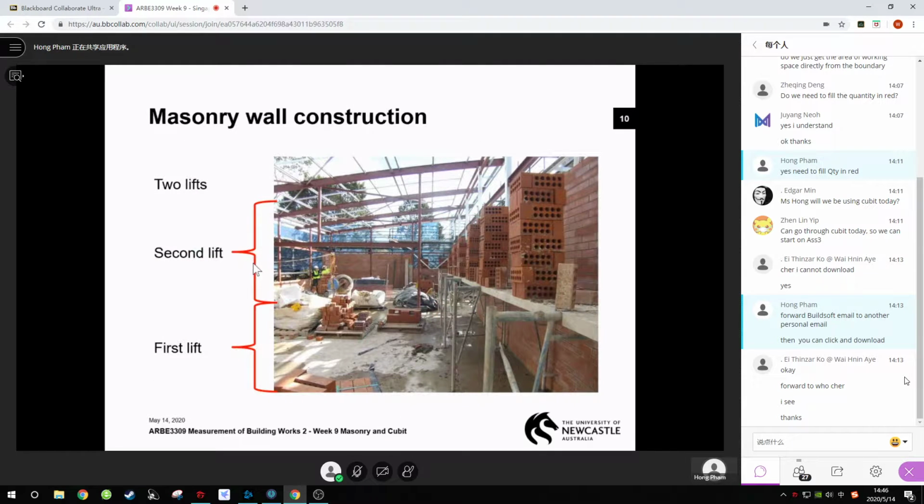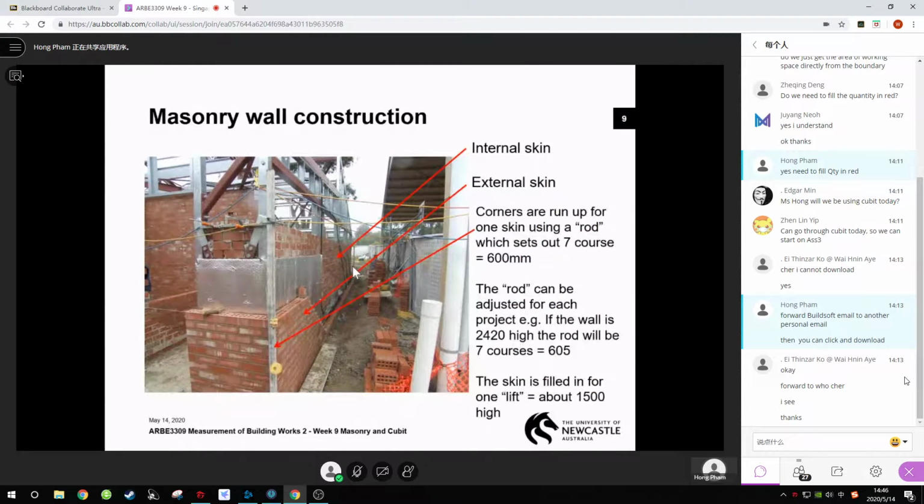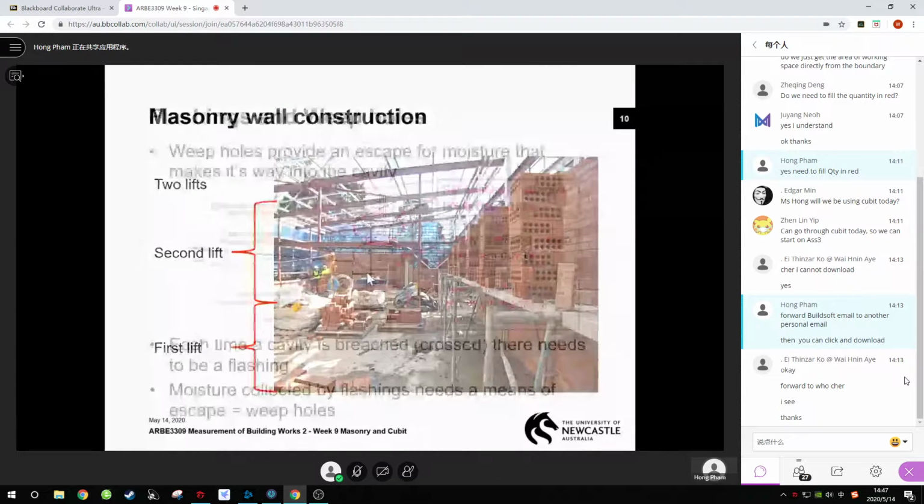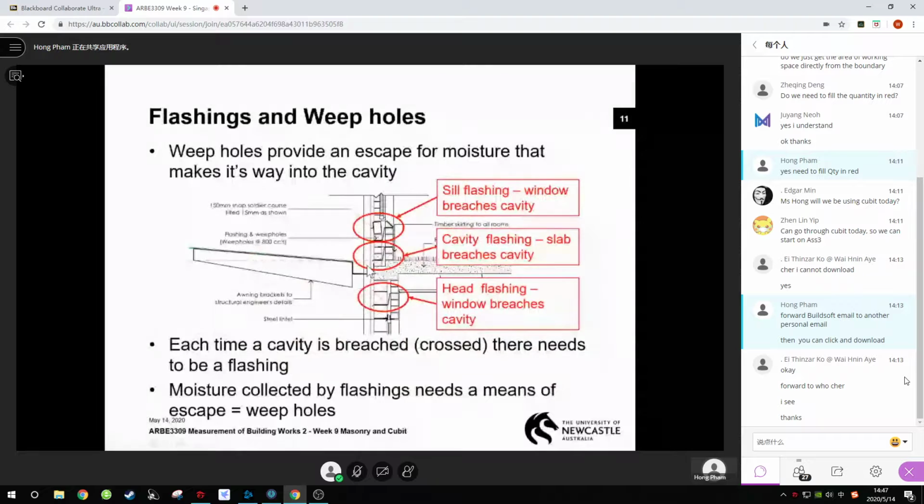You don't have to mention this in your calculation or your descriptions, but you need to know that one lift is about 1.5 meters in height. So if your wall is 3 meters, you have 2 lifts, but if your wall is 4 meters, you probably have 3 lifts. So with a 3 lift wall, you need 3 times of shipping the brick, so the cost is a little bit more. All right, so it's just for you to guide for costing purposes.